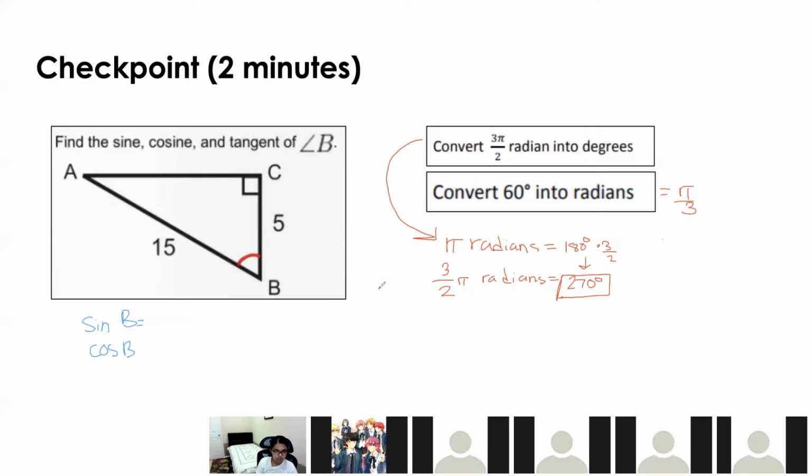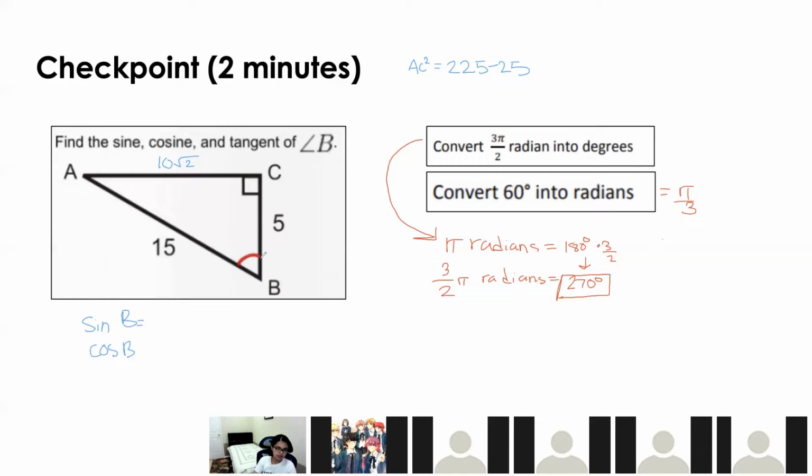Wait, 15 squared is 225, so AC squared is 225 minus 25. So AC would be 10 root 2. Yeah, so Ethan's right. It's 10 root 2.